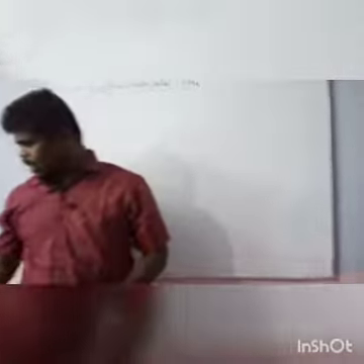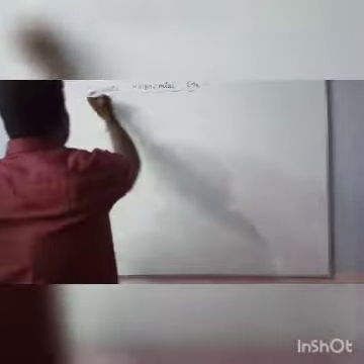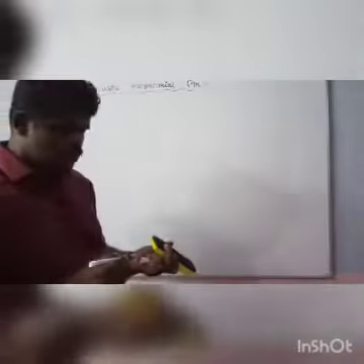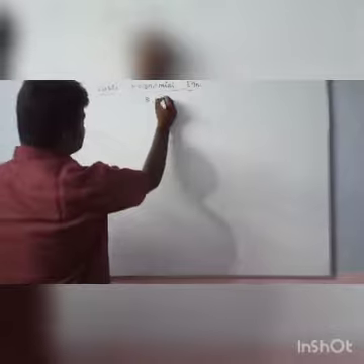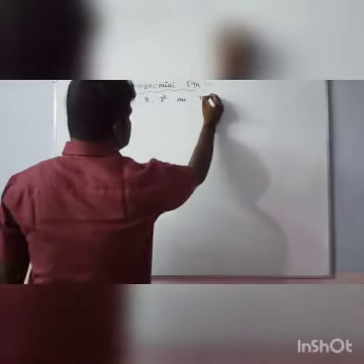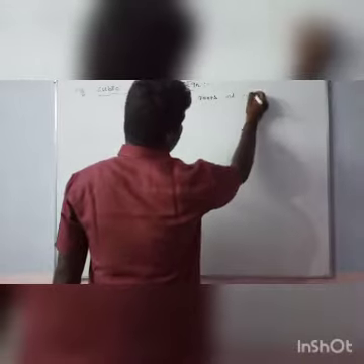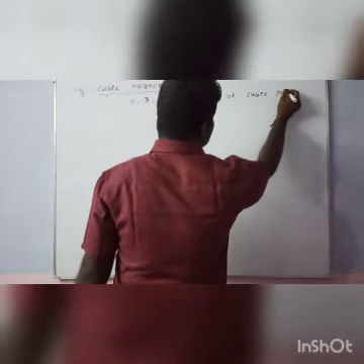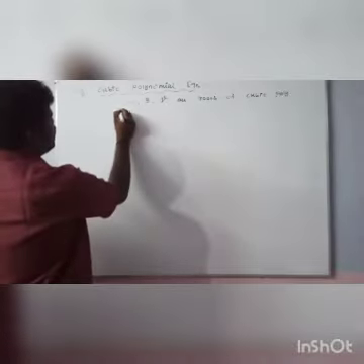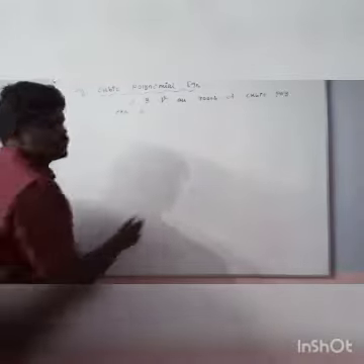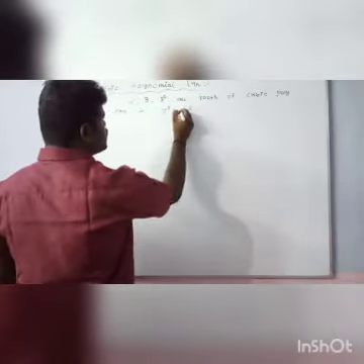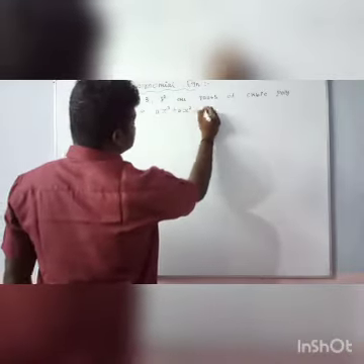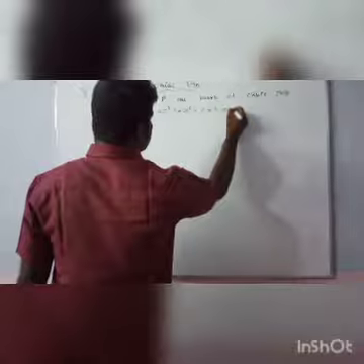Okay, now the type 2 cubic polynomial. First we understand the notations. Alpha, beta, gamma are the roots of the cubic polynomial equation. The cubic polynomial equation is a x cube plus b x square plus c x plus d equal to 0, right?